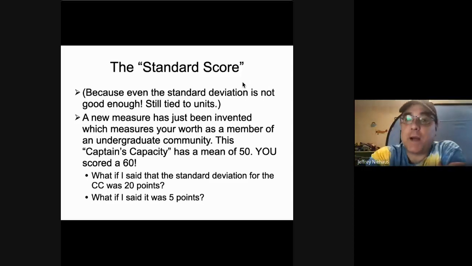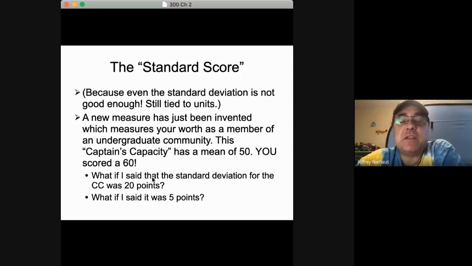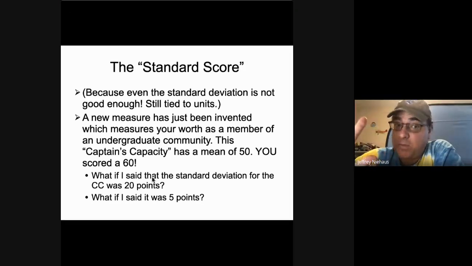So, two possibilities. What if I said that the standard deviation for captain's capacity was 20 points? Contrast that with, what if I said the standard deviation of captain's capacity was 5 points? Under which of those circumstances is your score of 60 more impressive?